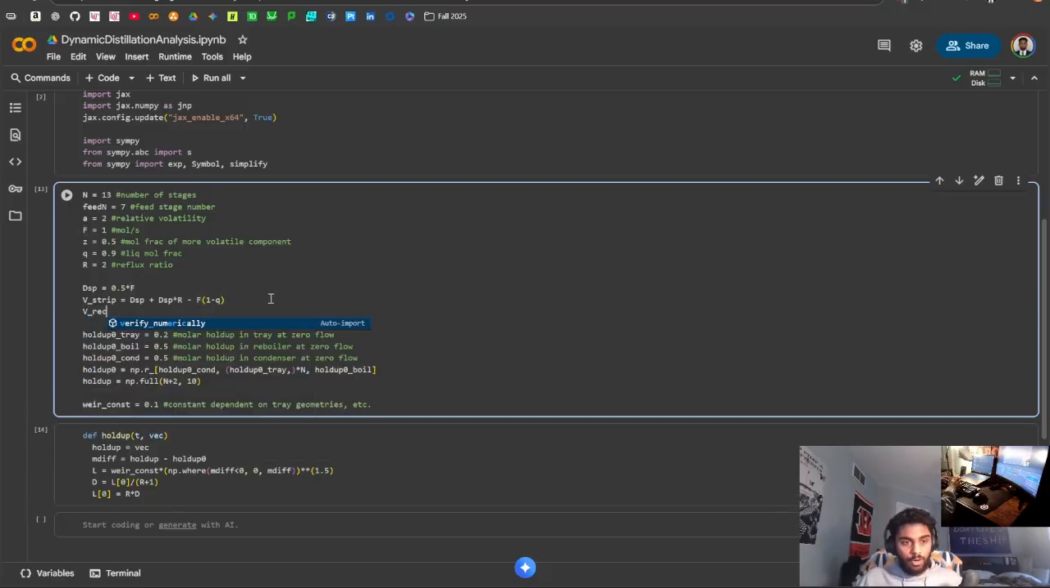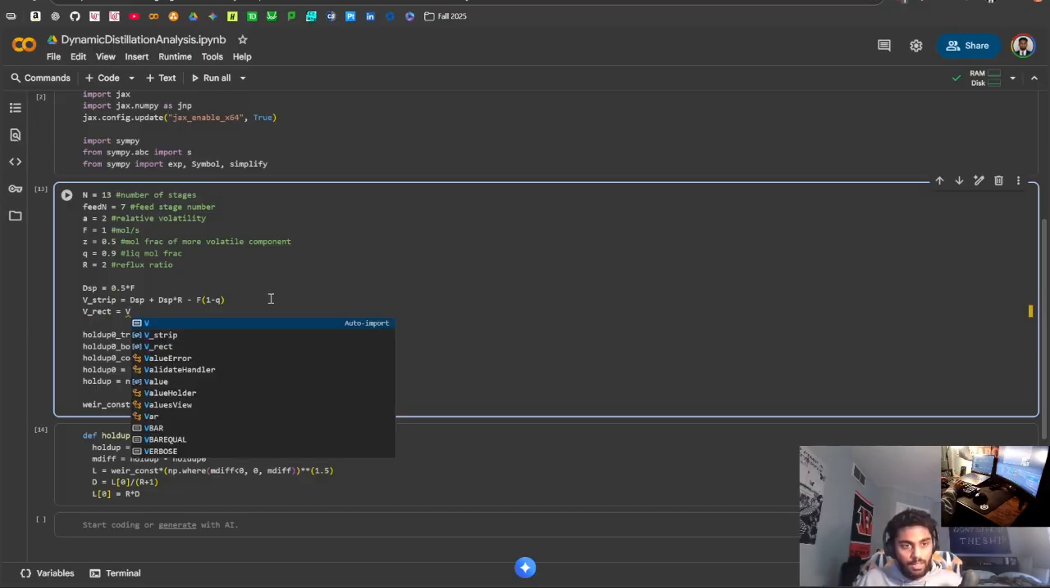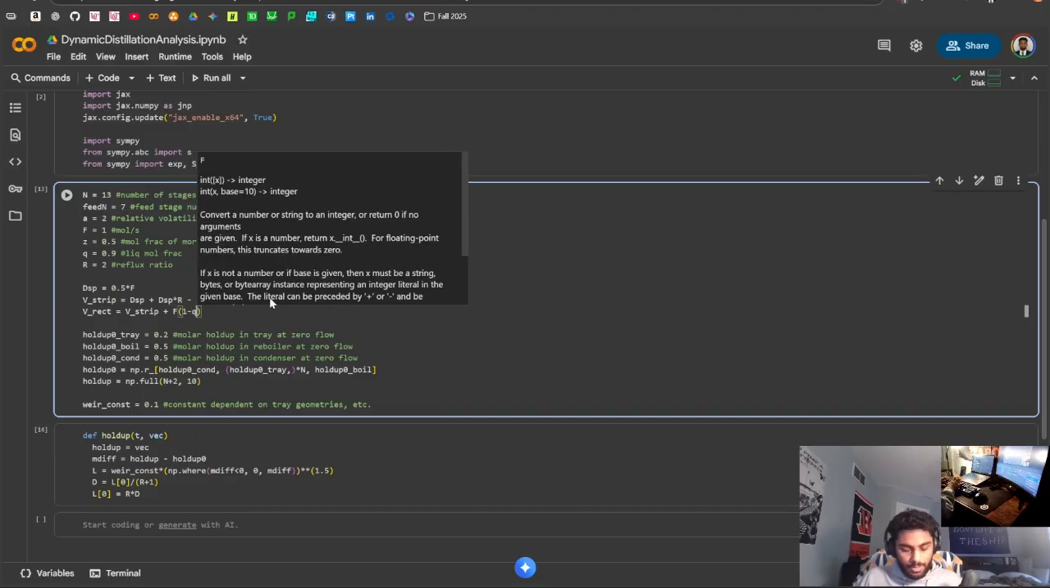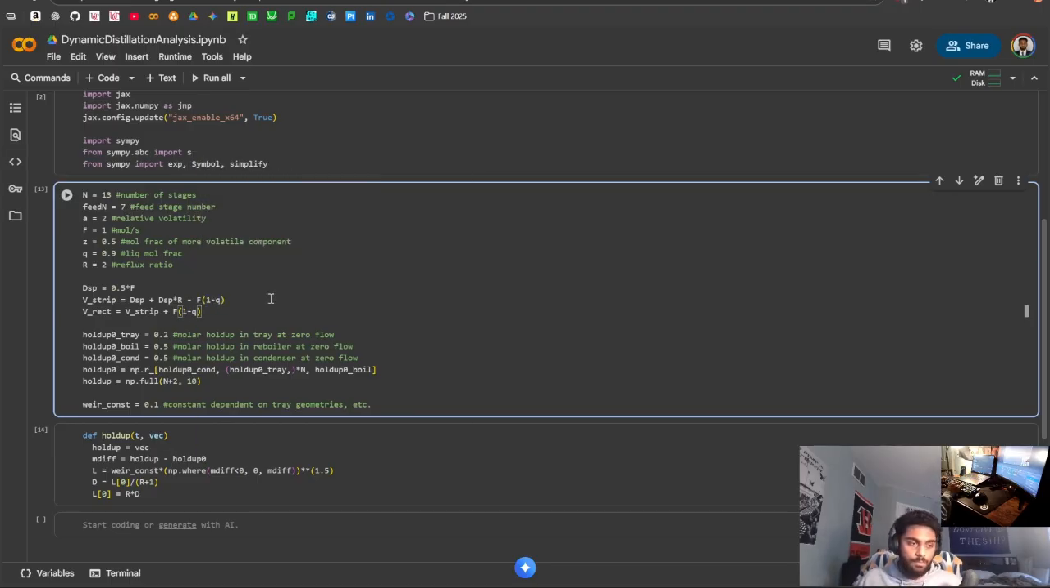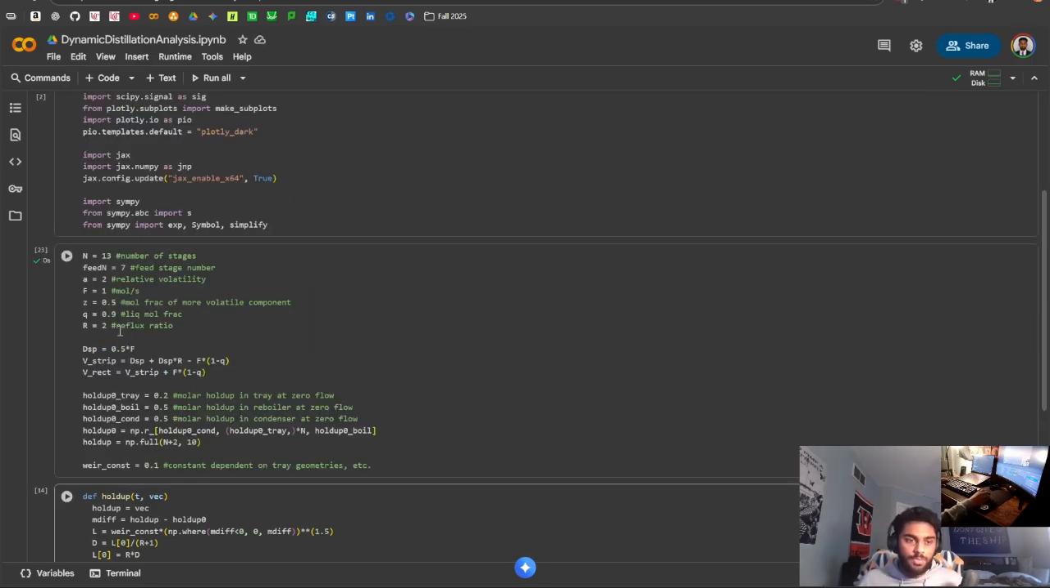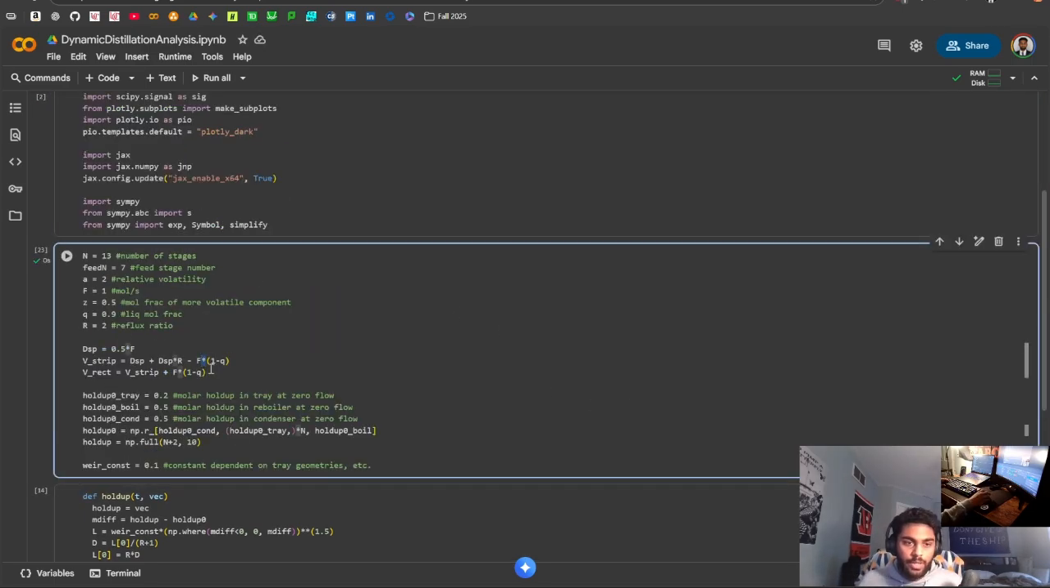So just trying to stay consistent with that nomenclature. Then we will go for our rectifying section. And this is essentially our vapor flow rate in the stripping section plus that F1 minus Q. I was just missing an asterisk in between the F and the 1 minus Q. So I think we're good now.